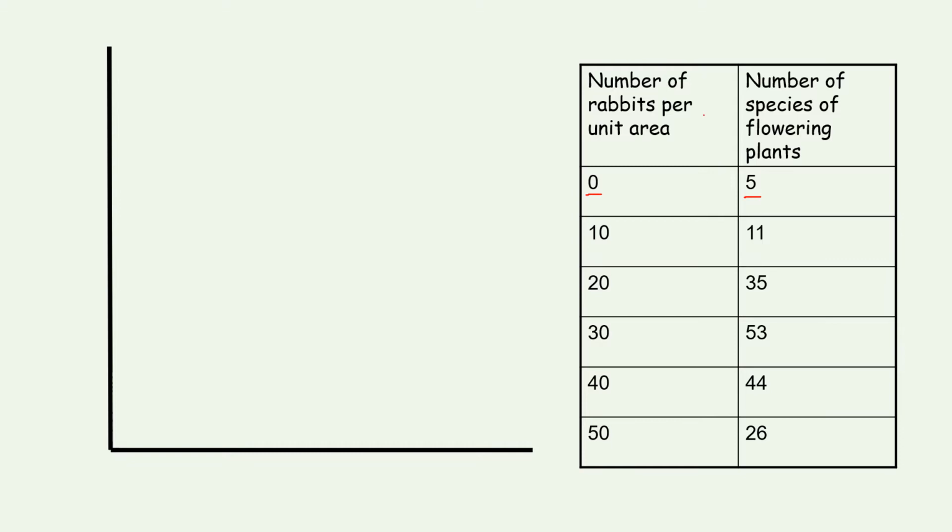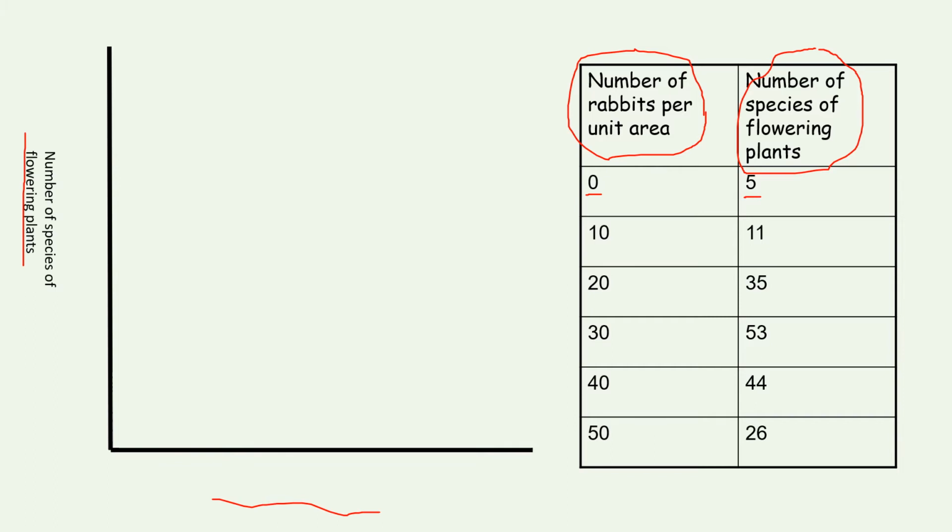So your number of rabbits per unit area is what you've controlled, so that would go on to the x-axis, and the number of species of flowering plants is what you've measured, so that would go on your y-axis. And you just take it exactly how it is said in the heading of the table. So then we need to work out what scale we're going to use.